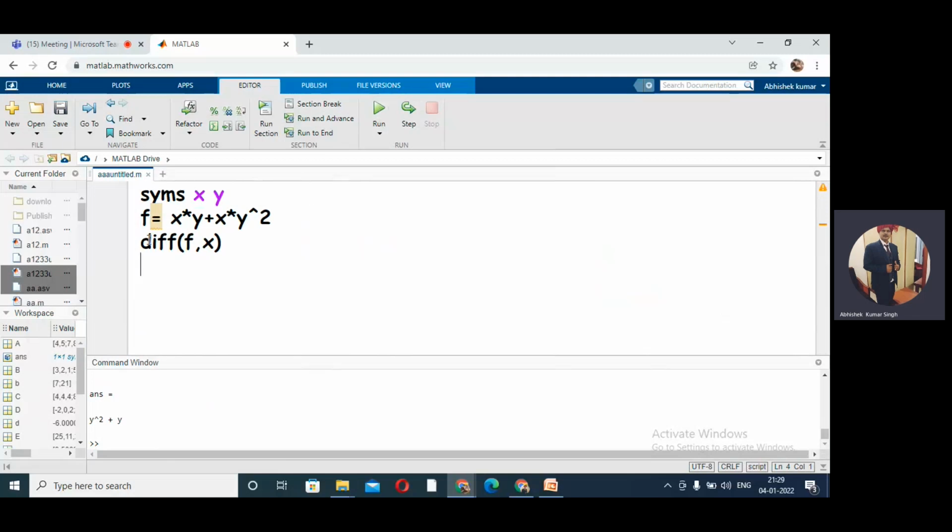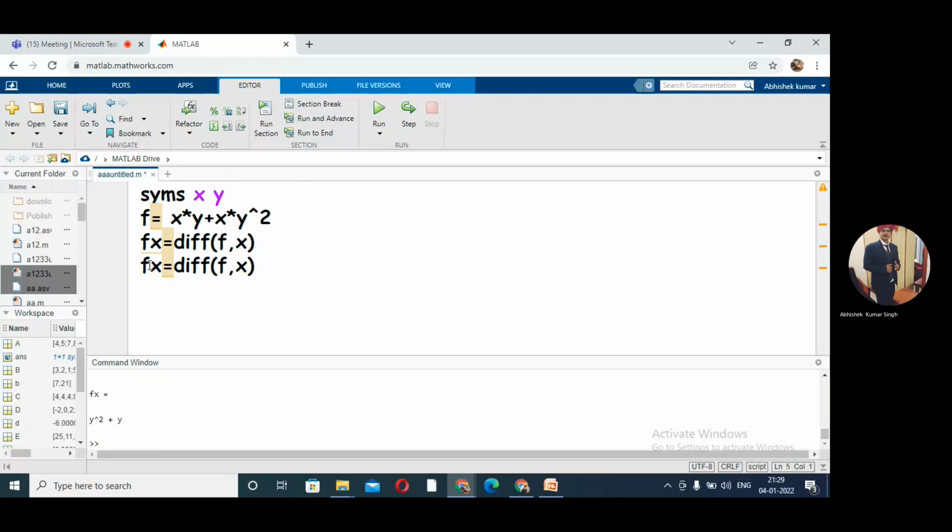the differentiation of f with respect to x. If you write fx here, that is the differentiation of f with respect to x. So that is very important. Now, next line, we can have fy. Fy is the differentiation of f with respect to y. So these things are playing a role here.